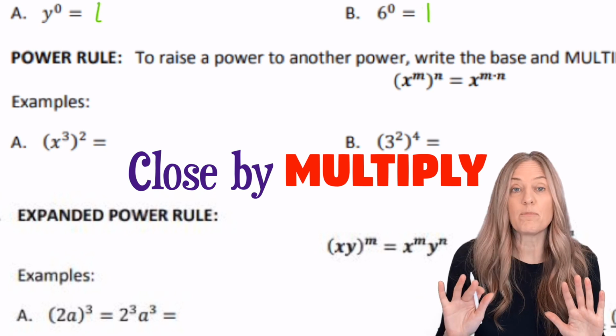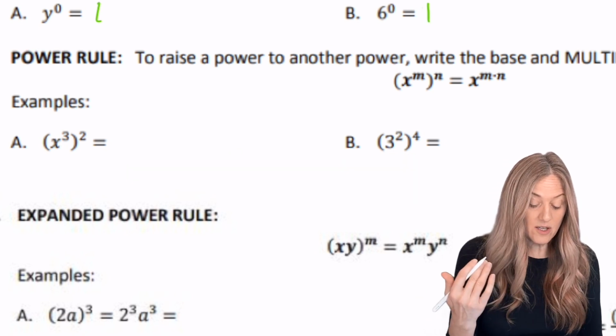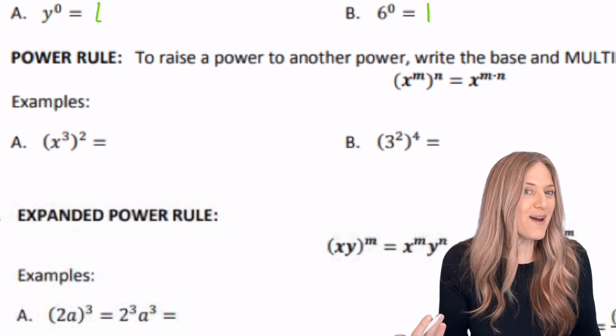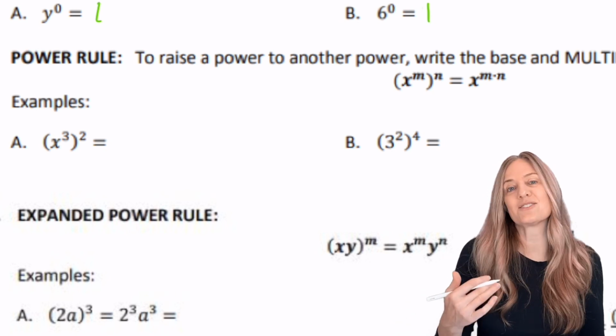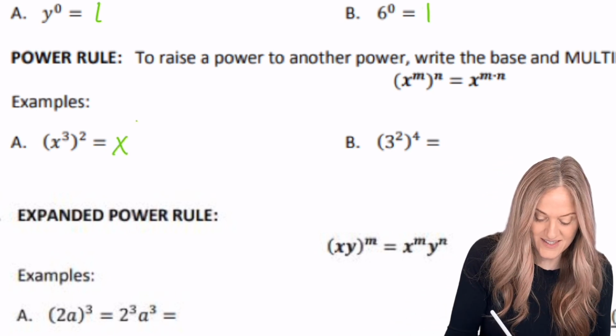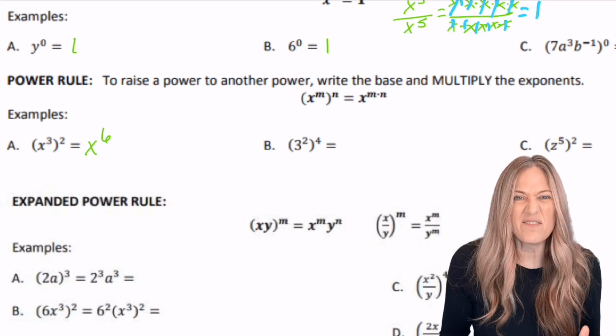That's way different than product rule. So x to the third, that's now been squared, power to a power, multiply, x to the 3 times 2, x to the 6th. Whew, I think you got it. Finish the other two.